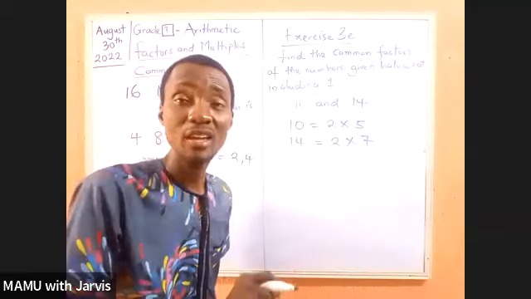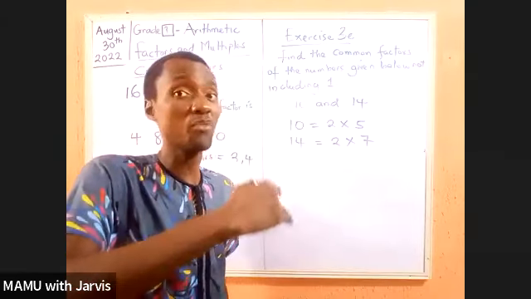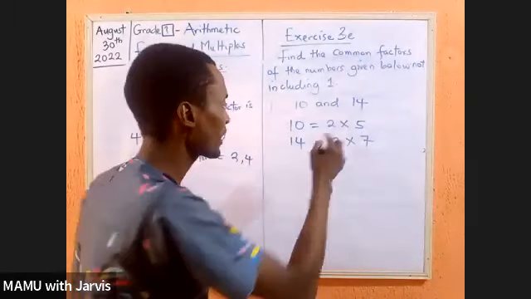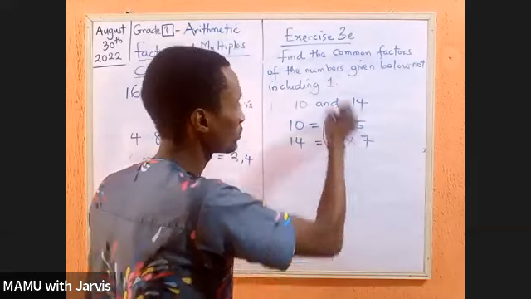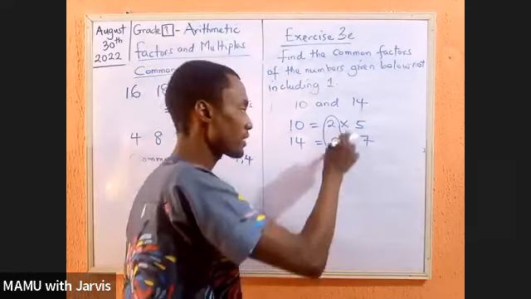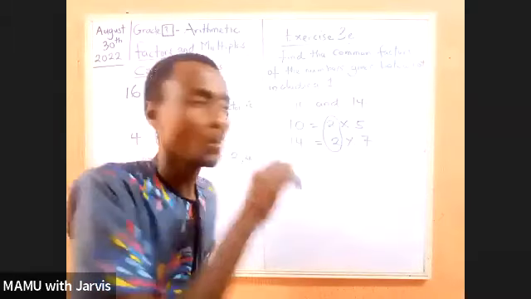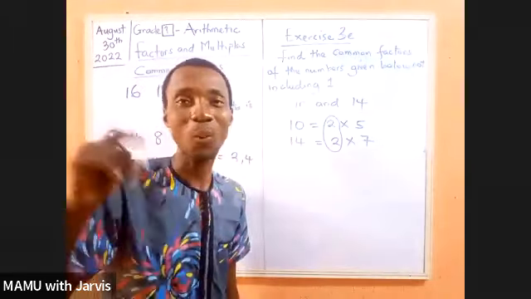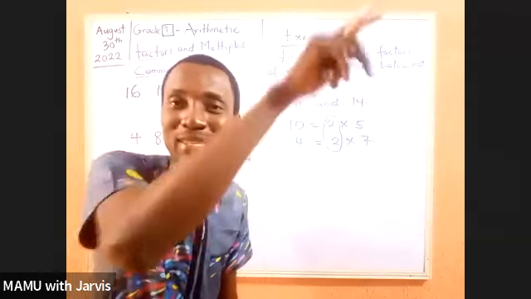HCF means when they say common factors, it means look for what is common. What are the things that are common? You discover that I'm seeing that 2 is common. I'm seeing 2 here, I'm seeing 2 here. So in my primary school, we usually circle it like this. Circle it like that. Okay, those 2 are common. This one is common too.